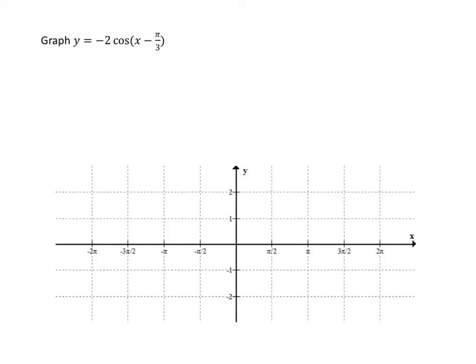Here I'm not starting with the cosine graph being given to me, so I actually have to do this particular graph from scratch. So the first thing that I want to do is look at the coefficient on x, and in this case, the coefficient is 1. So what that tells me is that the period is 2 pi units.